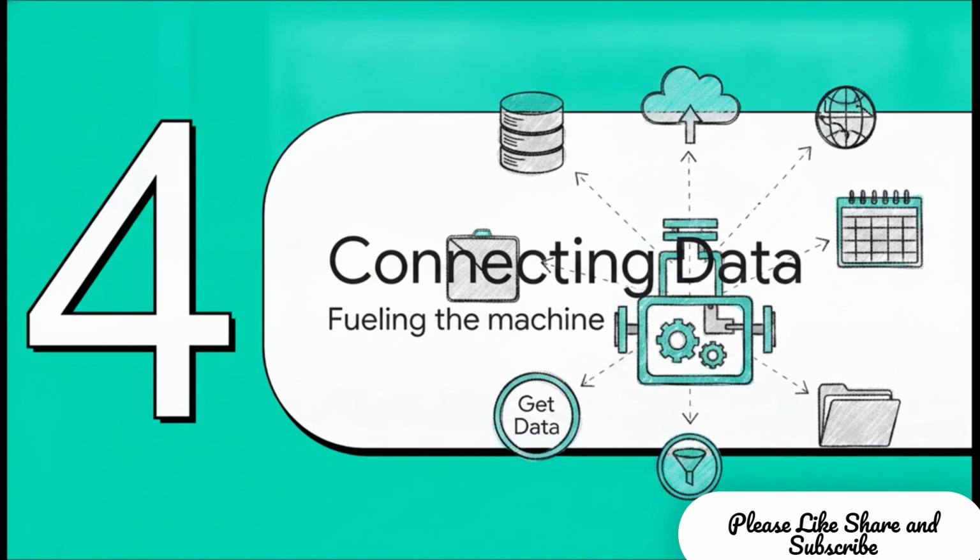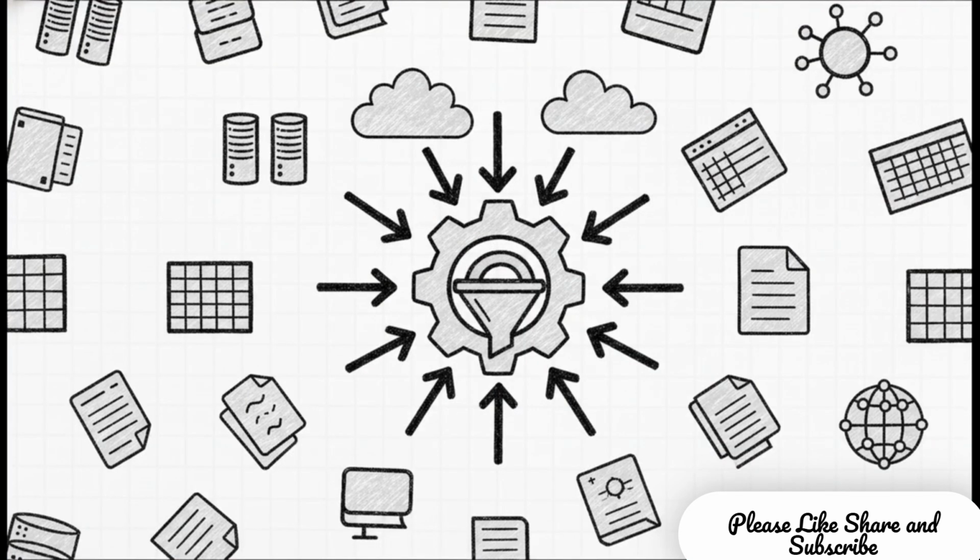Let's jump into Section 4, connecting your data and fueling the machine. We know what the final product looks like, so how do we actually fuel this machine? Well, in Power BI Desktop, it all starts just by clicking the Get Data button. And honestly, the sheer versatility of what you can connect to from there is staggering.